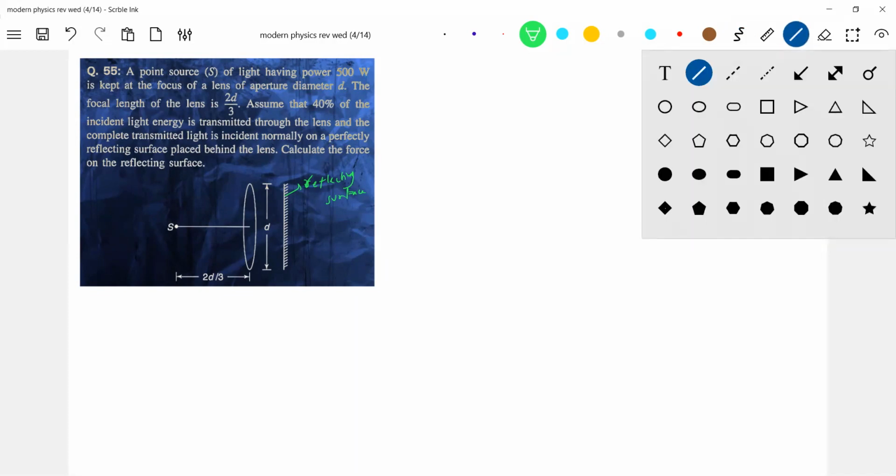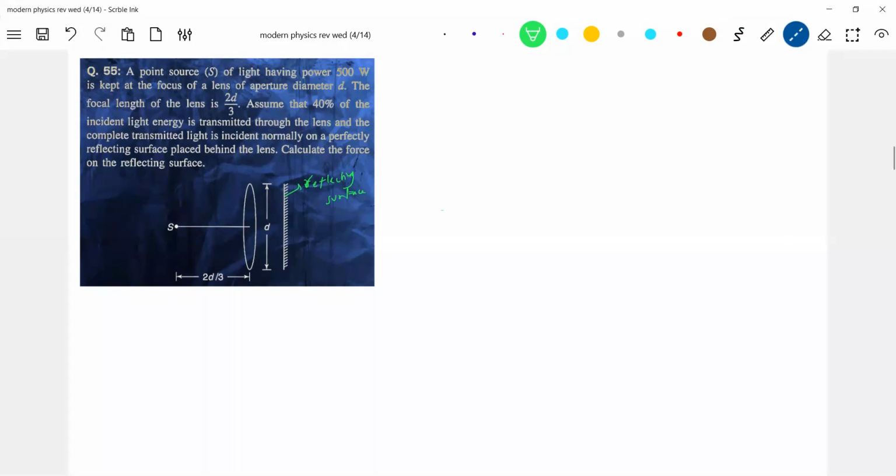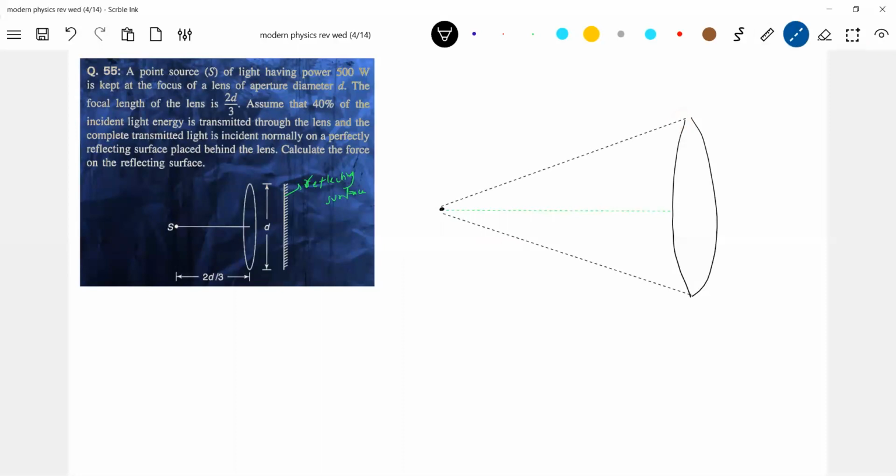Okay, I'll proceed like this. The problem is very simple. First, we'll calculate how much power is incident on the lens. There is a basic idea. Okay, this is the source, at a distance 2D by 3, all that is given. The source will emit light in all directions. A fraction of it which will lie within this cone will be incident on this particular lens.